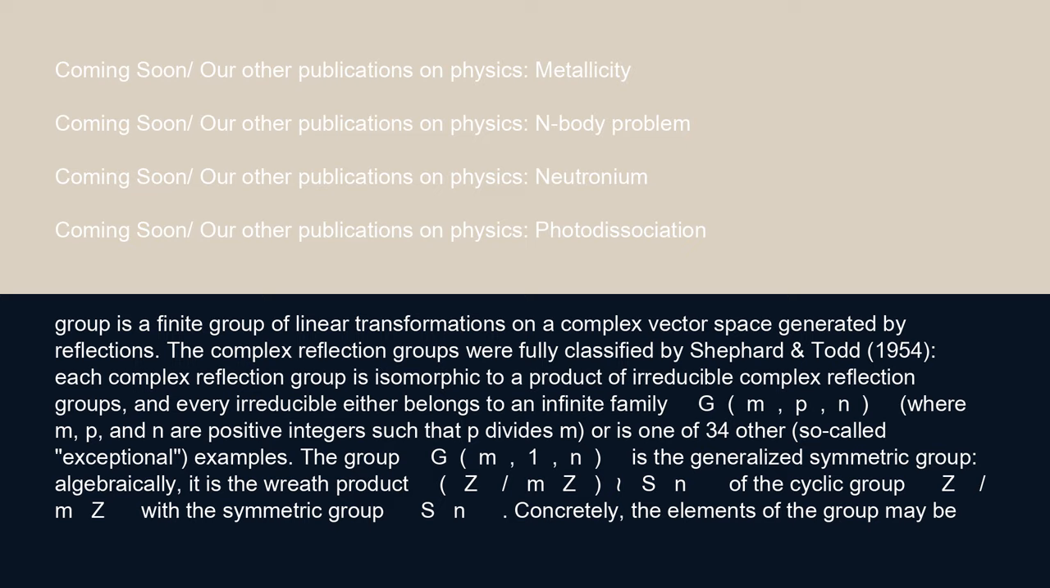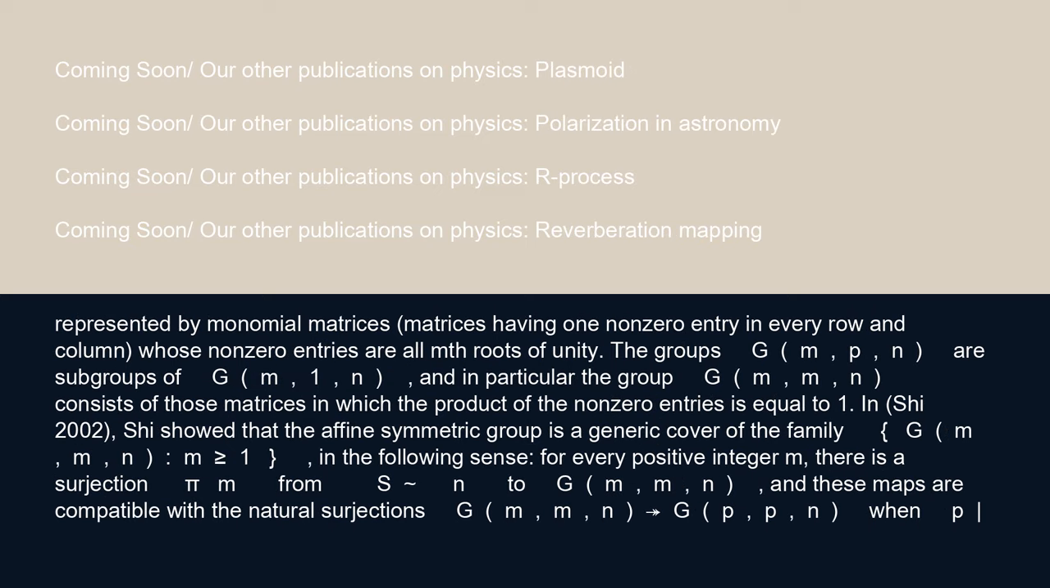Concretely, the elements of the group may be represented by monomial matrices, matrices having one non-zero entry in every row and column, whose non-zero entries are all mth roots of unity. The groups G(m,p,n) are subgroups of G(m,1,n), and in particular the group G(m,m,n) consists of those matrices in which the product of the non-zero entries is equal to 1.